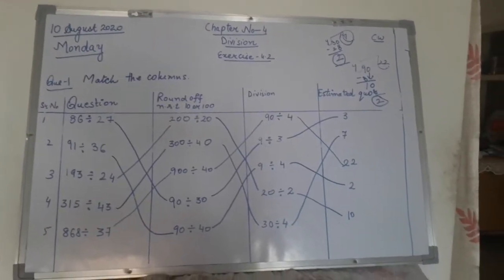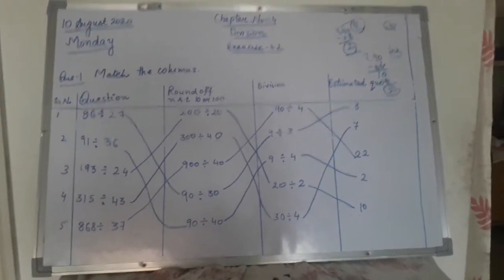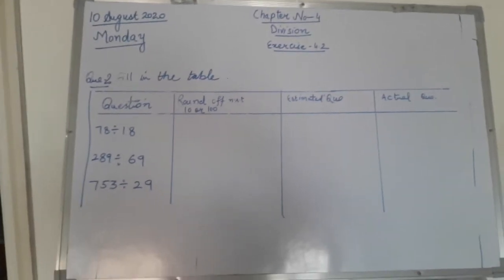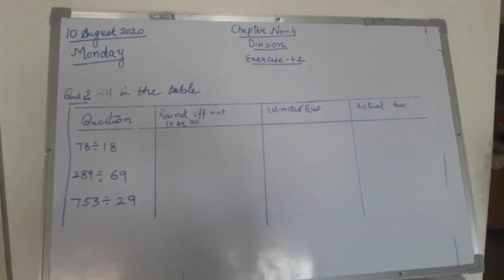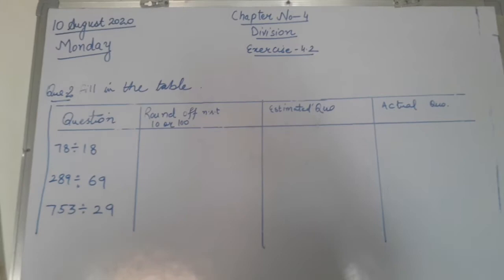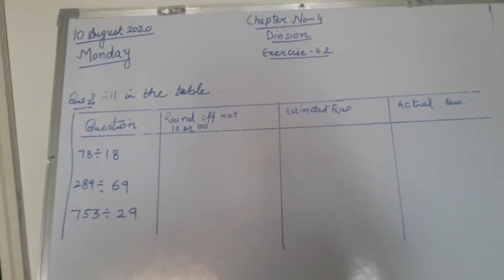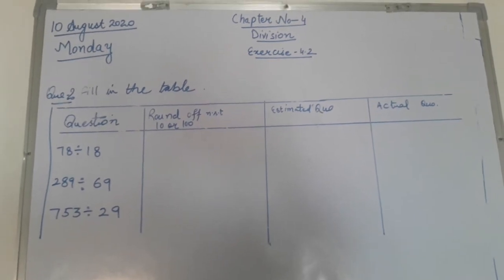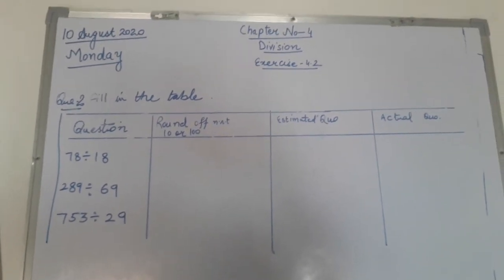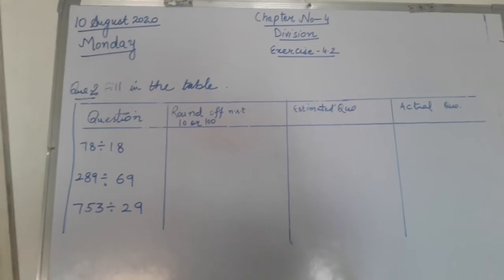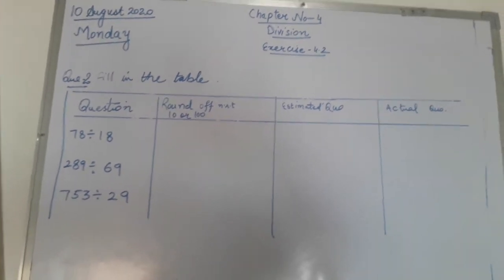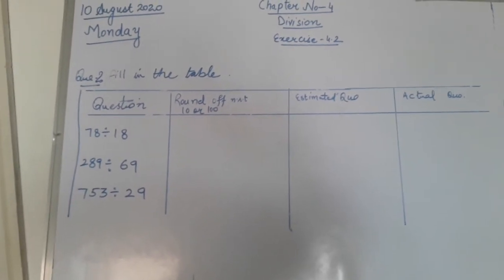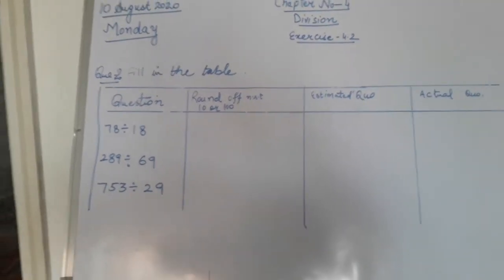In this way you will do your question 1 in the book only. Clear? Now the next question is fill in the table. Again, questions are given to you, and in this you have to find the round off nearest to 10 and 100, and you have to find the estimated quotient and the actual quotient. Estimated quotient means the quotient which you get after rounding off the digits, and actual quotient means whatever answer comes by dividing the given question.